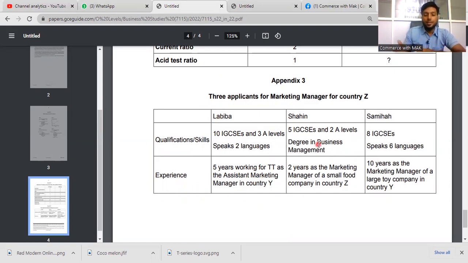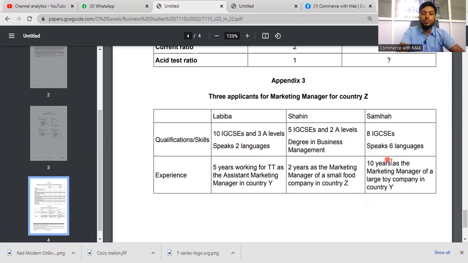Shaheen has IGCSEs and 2 A levels, a well qualified person because he has a degree in business management and 2 years of marketing in a small food company. The bad thing is he's in a different industry, not related to the toy field, but he's a marketing manager. That might be something essential we need to note. Samiha has eight IGCSEs and also speaks 6 languages, so that's also another plus point.